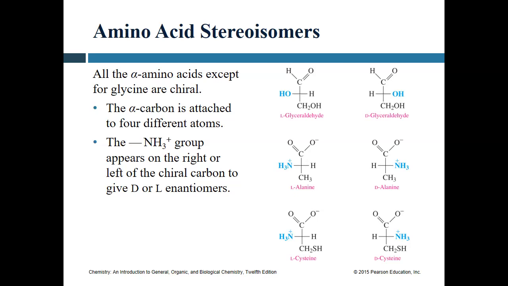Now it's just a matter of deciding which group is the one that we're looking at. So in carbohydrates, it was the hydroxyl group, the OH. In amino acids, it's the amino group. And so if that amino group is on the left-hand side, then we classify that amino acid as L. If that amino group is on the right-hand side, then we classify that amino acid as D.